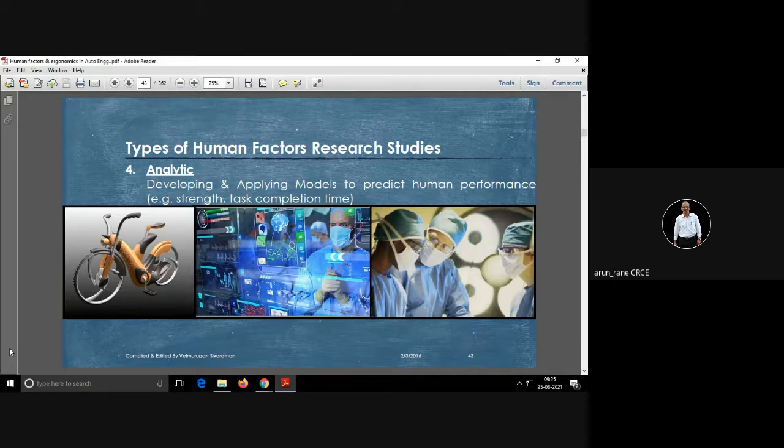Then analytic means based on mathematical models, so this is more appropriate, but it is rather tedious. Suppose you want to design a workplace, then you can do the analysis and calculate what strength is required and what time is required. So based on the mathematical models, you can calculate. These are more precise, and this has given birth to MOST, that is Maynard Operation Sequence Technique.